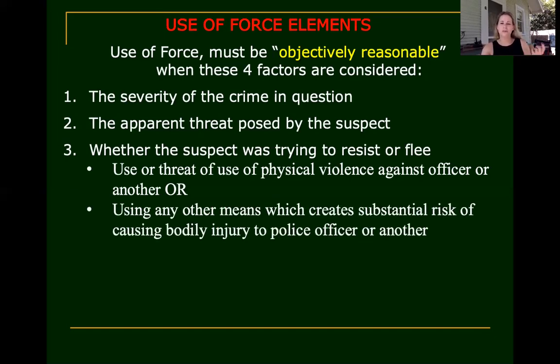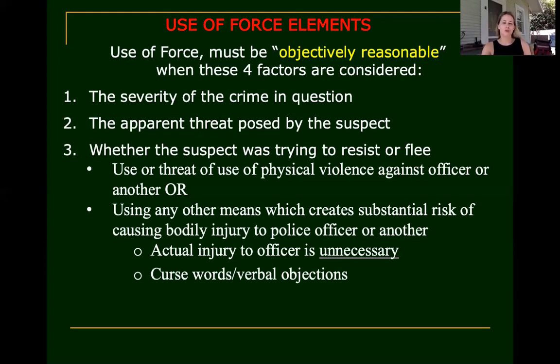And then using any other means which creates a substantial risk to themselves or to the officer. So the officer doesn't have to get hurt to satisfy that. We don't have to wait till somebody actually gets injured. The whole goal here is to be proactive, to not respond in a way that isn't necessary. Remember, it has to be reasonable and necessary. So you don't have to wait till the officer gets stabbed or shot in order to use an elevated amount of force. So curse words, verbal objections, again, they're not enough. First Amendment right to be a butthead.